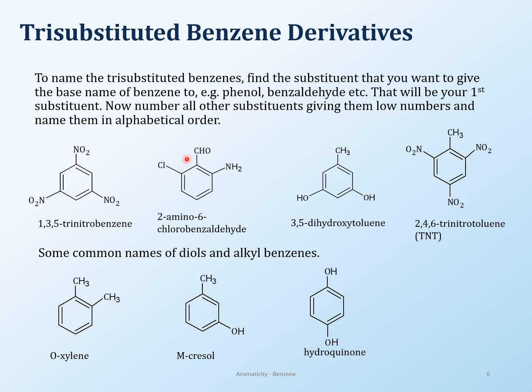So better to give that the base name, which is then benzaldehyde. And then how do you start numbering? Do you go left or do you go right? Okay, and so in this case, we go right so that we can follow the alphabetical formula also. So here the 2 is the amino group and then 6 is chloro. So try to give lower numbers and also follow the alphabetical nomenclature rule that we have. So that's 2-amino-6-chlorobenzaldehyde.